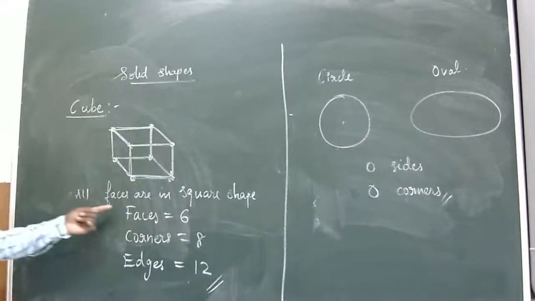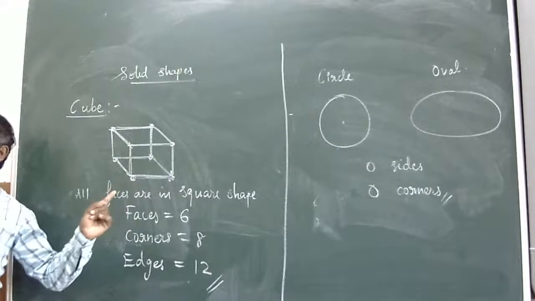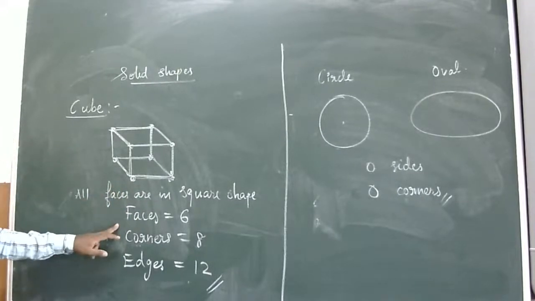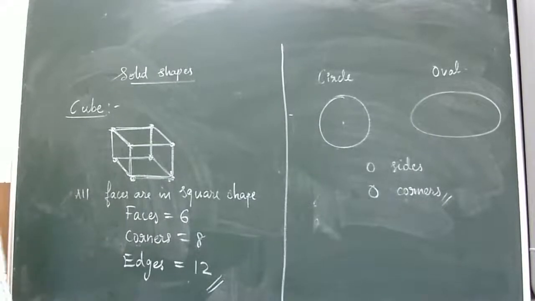So in a cube, all faces are equal and they are in the shape of a square. And it has 6 faces, 8 corners, and 12 edges.